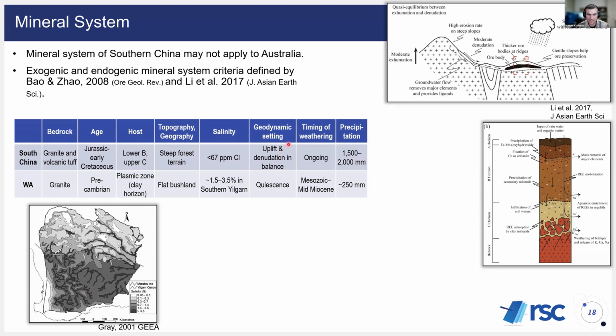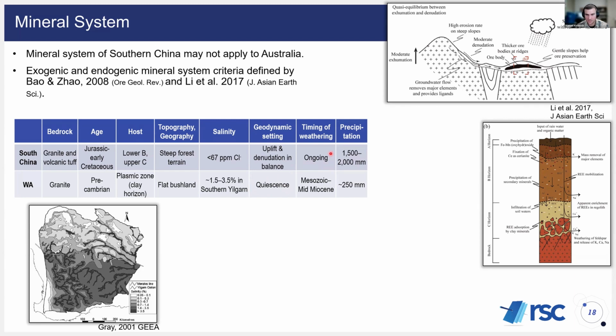The geodynamic setting is also quite different. In southern China, you have uplift and denudation sort of in check. So while tectonic forces bring those hills up, at the same time, you have erosion happening. So all this tectonic uplift helps with ongoing and speeding up the weathering process. And I would argue that's not necessarily the case in WA, where you have at the moment more or less tectonic quiescence.